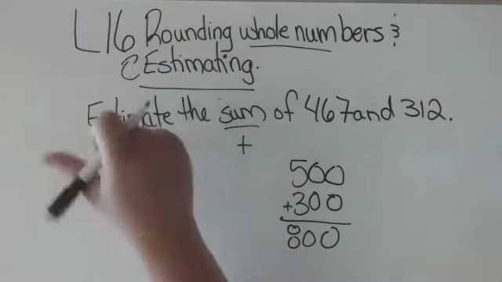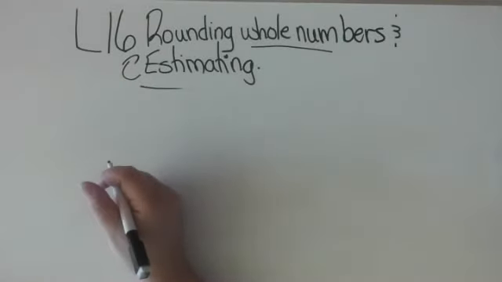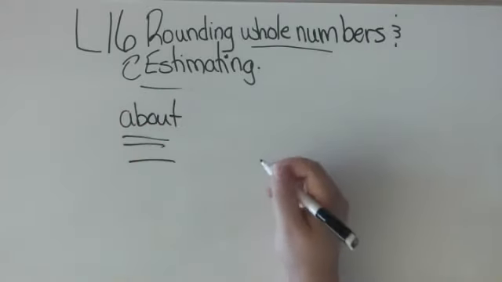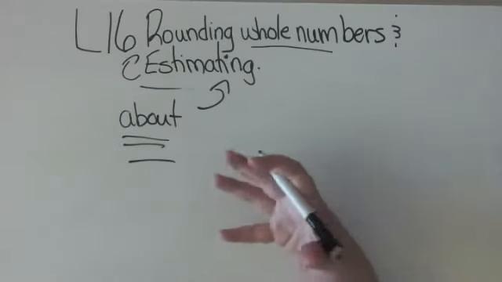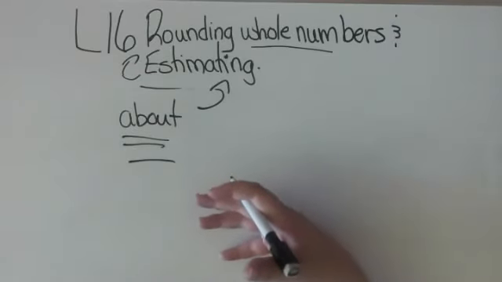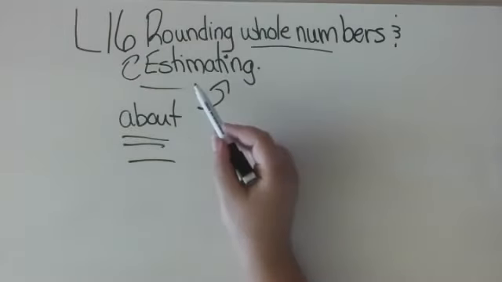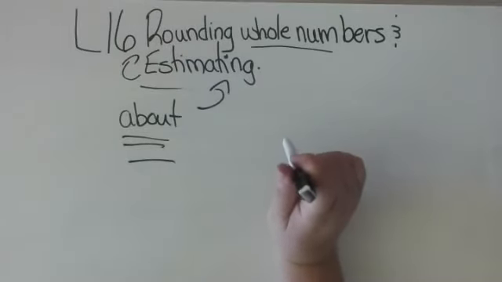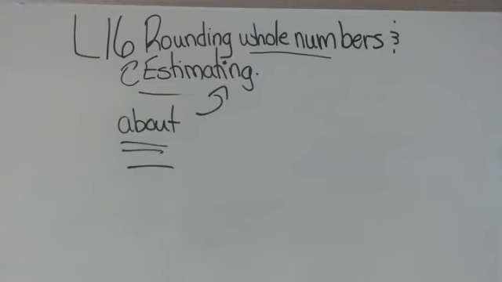Sometimes they will not say estimate in a question. Instead, they will say about. About is the same thing. Okay, as soon as you see the word about, it wants you to estimate. Okay, they're the same thing. It's asking you for an approximate, not asking you for the exact. Okay, that's the difference. When it's asking you for an approximate number, you're being asked to round. When it's asking you for an exact number, you need to use the exact numbers given. That is lesson 16, rounding whole numbers and estimating.